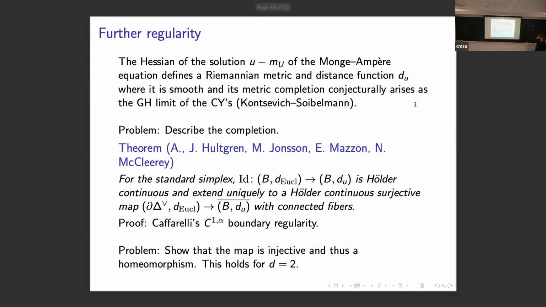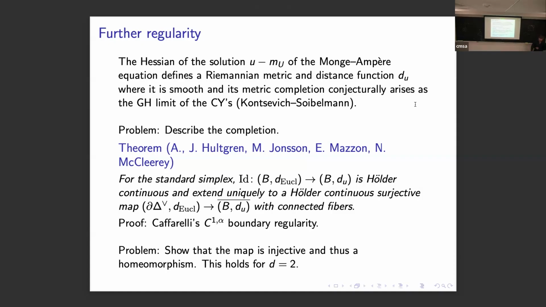A further problem is that you might want to know that this is injective, so that the Euclidean metric really describes the metric completion in some topological way. And because we could show that fibers are connected, this is okay for n equals 2, but we don't really know the general case.